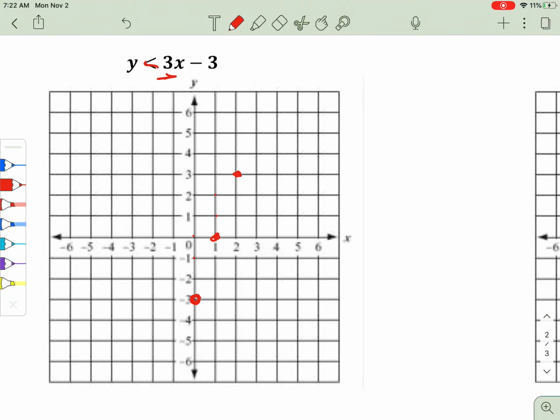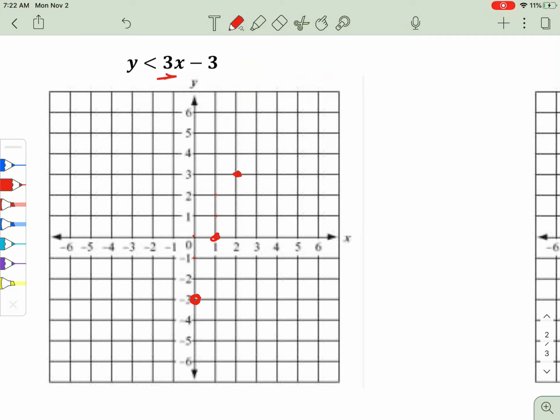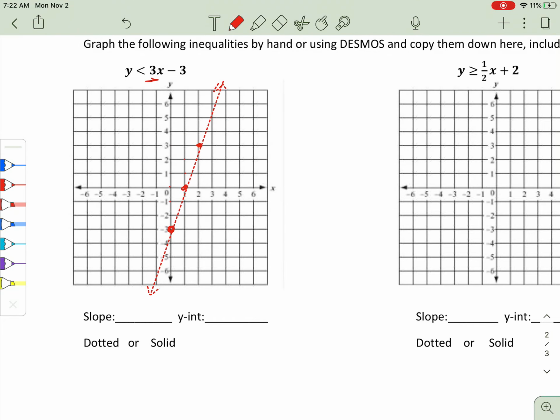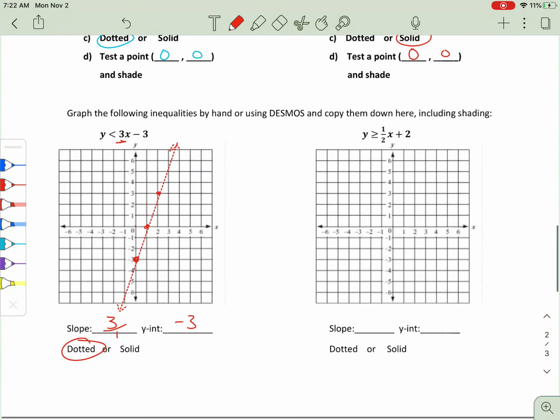It's an inequality symbol with no equal sign underneath, so that means that this is a dotted line. This new update by Notability to make dotted lines is huge for this unit. Okay, so let's see, slope is 3 over 1. Y-intercept was negative 3. This is a dotted line, okay?